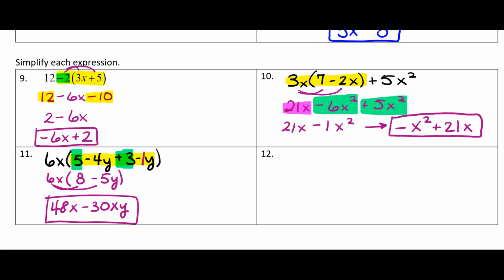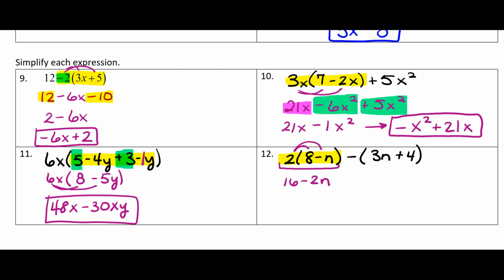All right, last one, number 12. 2 times the quantity 8 minus n minus the quantity 3n plus 4. So one thing to realize is that we have two sets of parentheses that we need to simplify. So the first one is 2 times the quantity 8 minus n. So we're going to take care of that distribution first. So we have 2 times 8, which is 16, and we have 2 times negative n, which is negative 2n. So that's just this first set of parentheses here that we've simplified down.